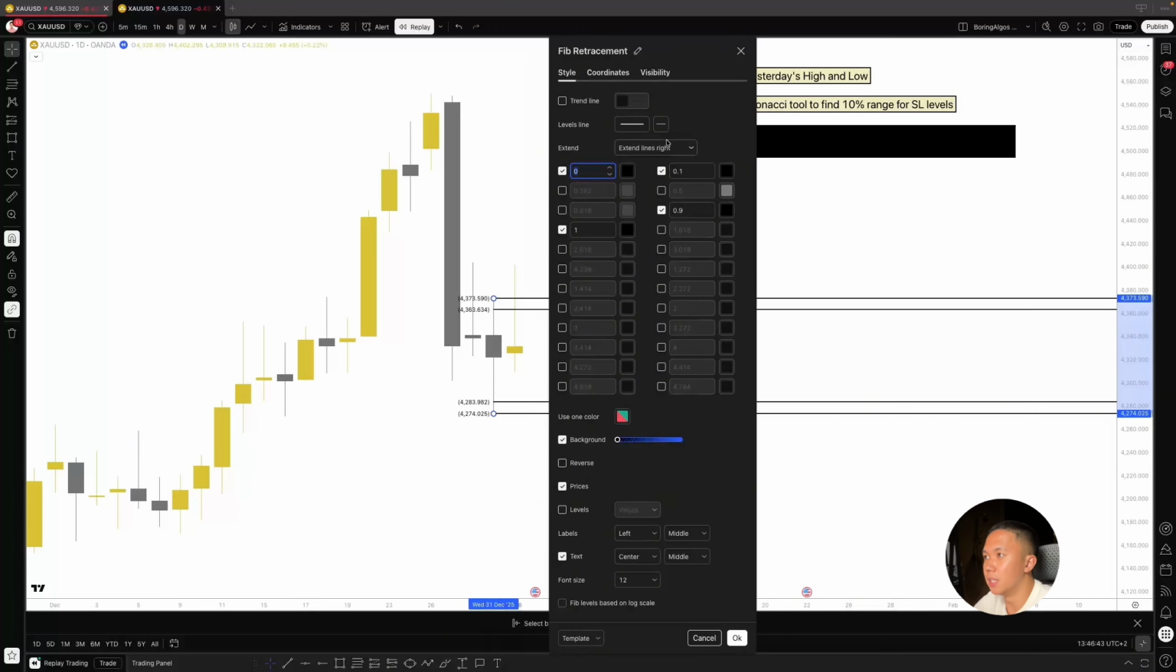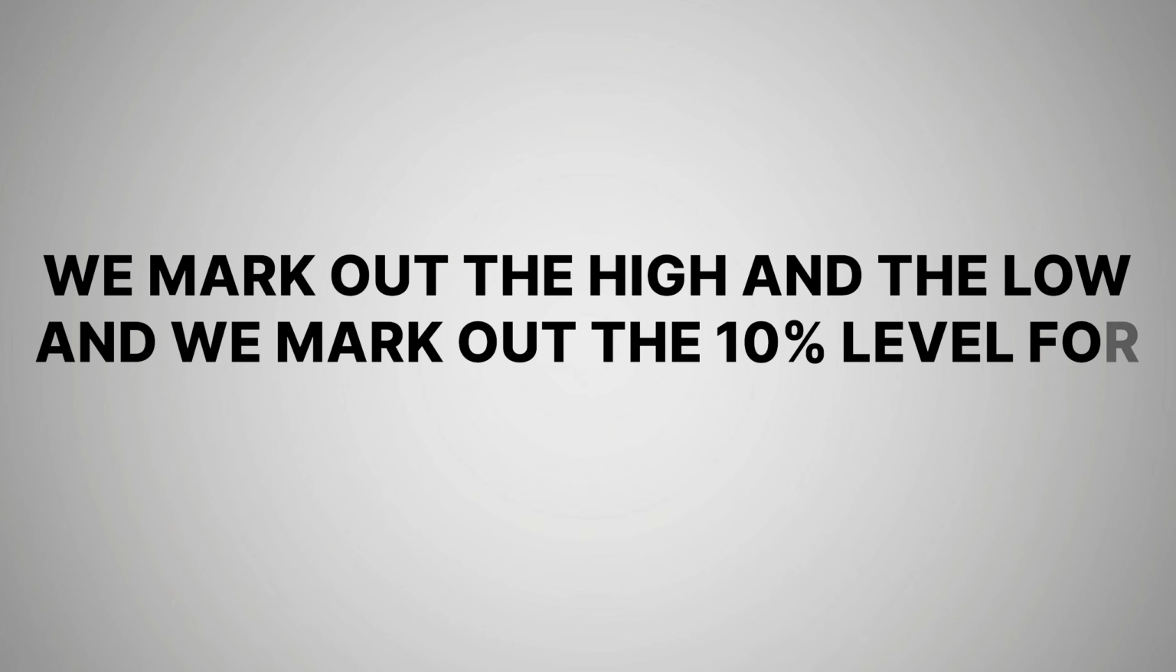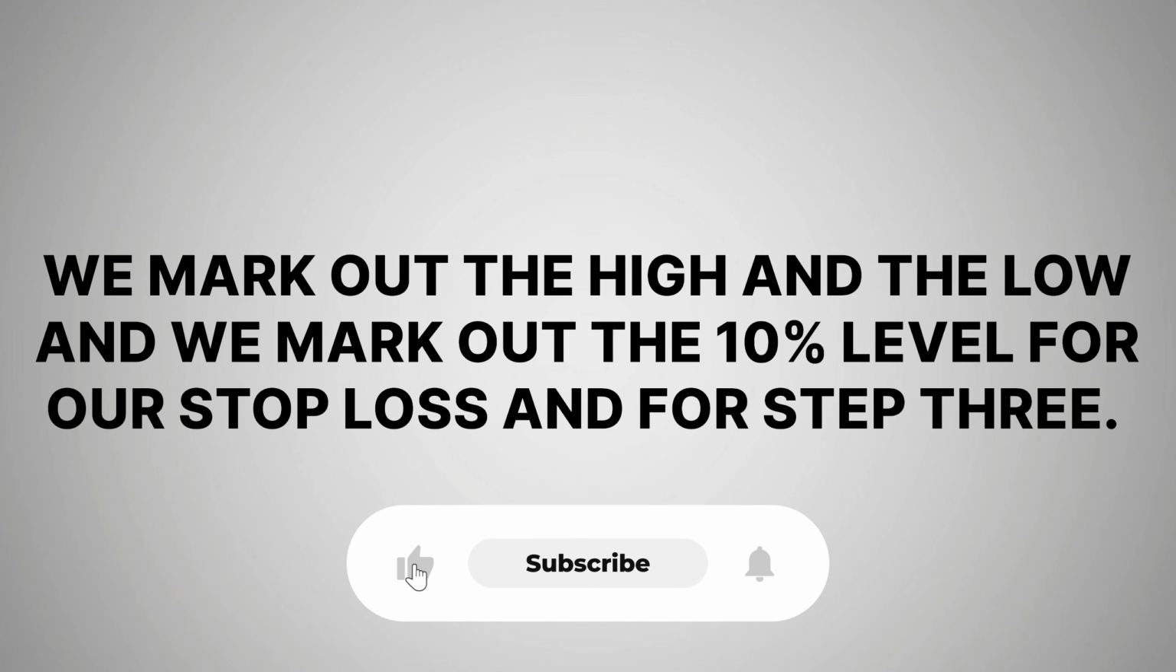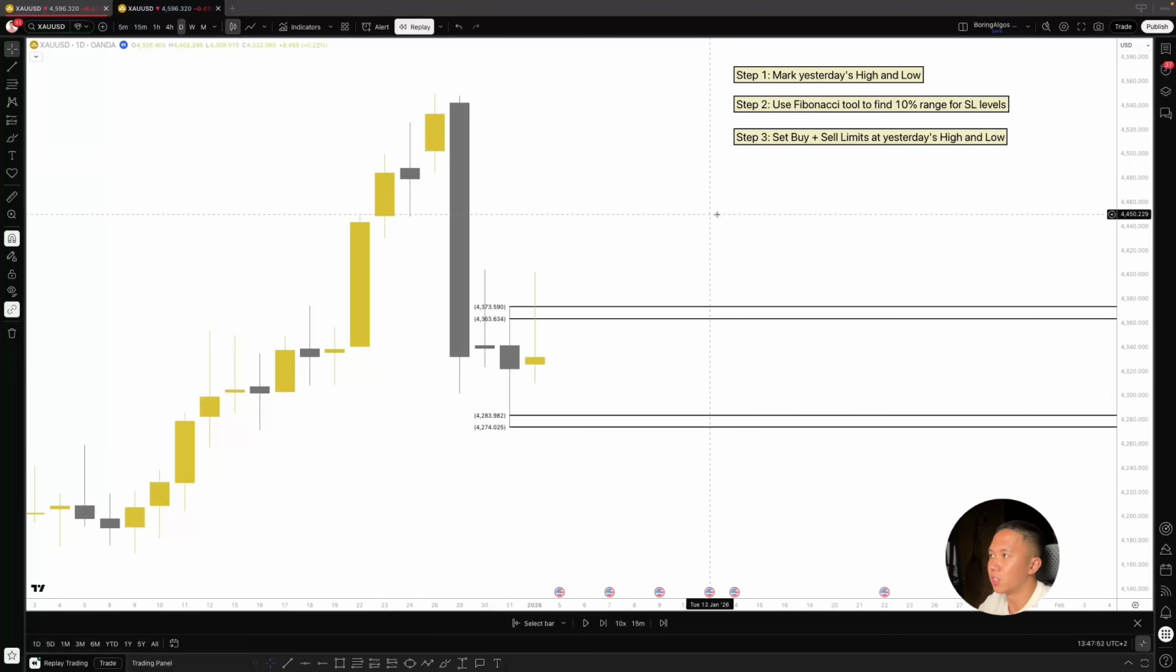So over here you can see that this is my Fibonacci tool and these are the levels that I have. So 0, 1, 0.1 and 0.9. This 0.9 and 0.1 levels will be used for our stop loss level. So that is step 1 and step 2 of the strategy. We mark out the high and the low and we mark out the 10% levels for our stop loss, and for step 3, step 3 of the strategy is to set our buy limit and sell limit at yesterday's high and low.